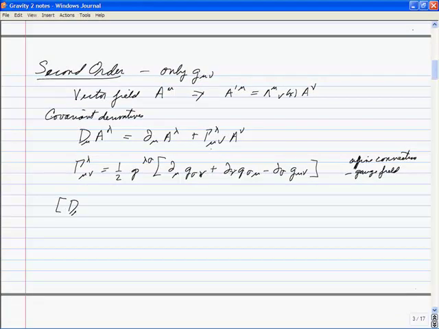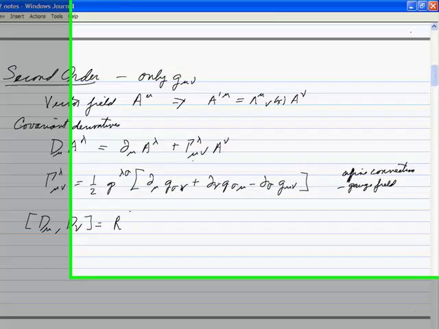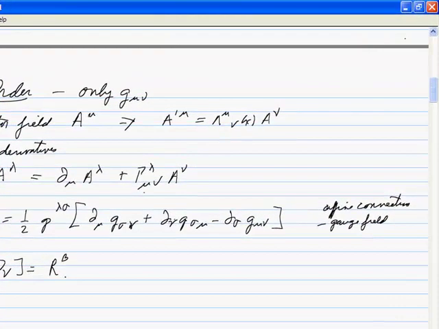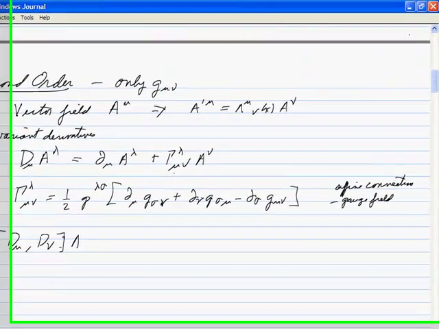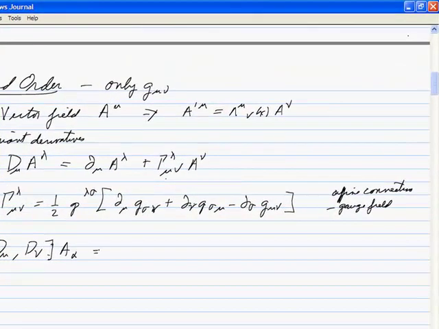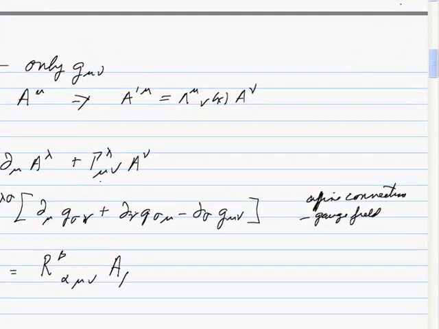And then you do the same sort of thing. You do d mu d nu acting on something, I'm sorry, I need this to act on something. This acts on A alpha, and is then R beta alpha mu nu A beta. So you just do the commutator. And this then is our curvature.